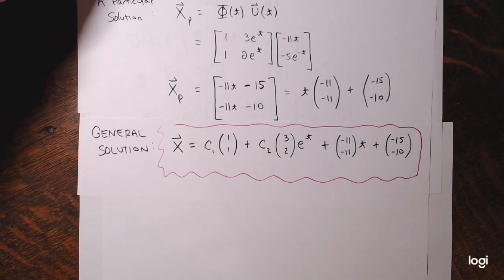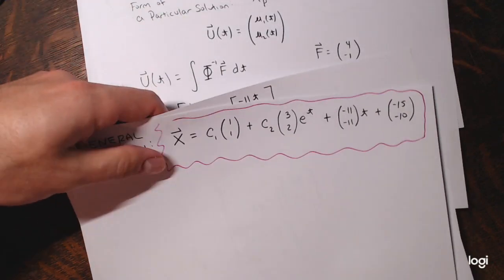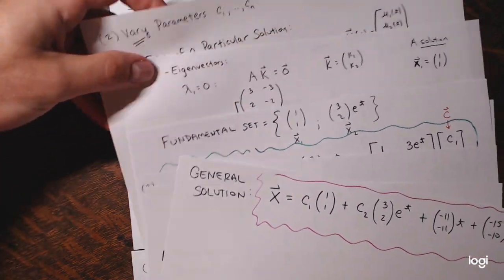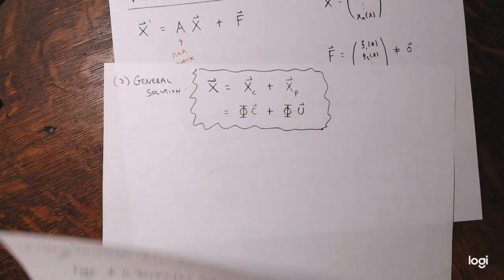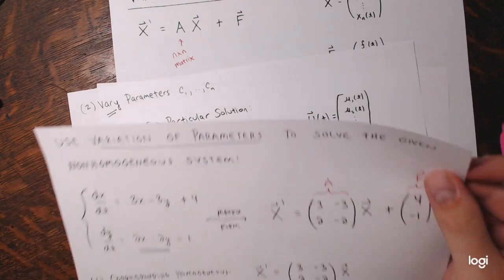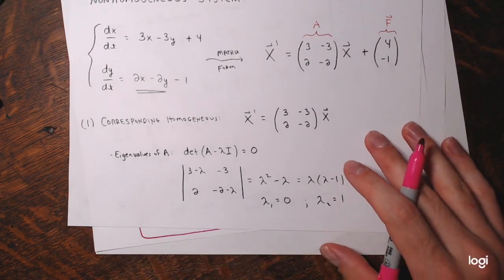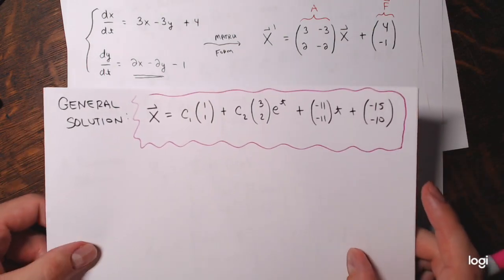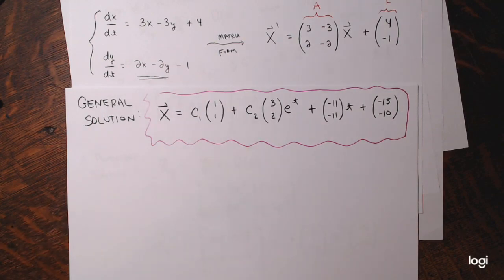I know this is a lot of writing, but going all the way back to our original system, which looked like this. Okay, there it is. Going all the way back to this original system here, there's a description of every possible solution to that system. You just replace C1 and C2 with anything you want.